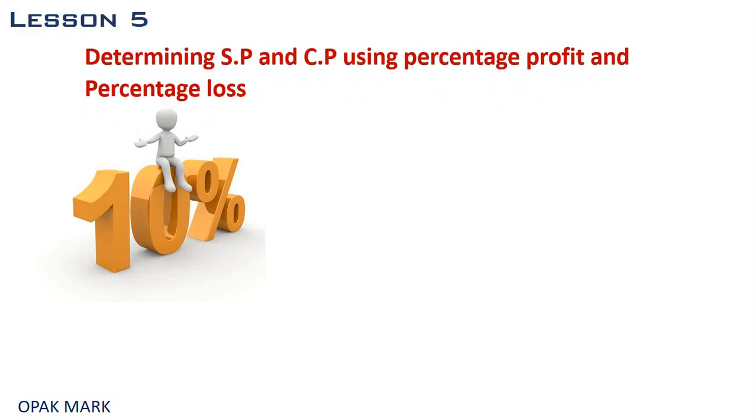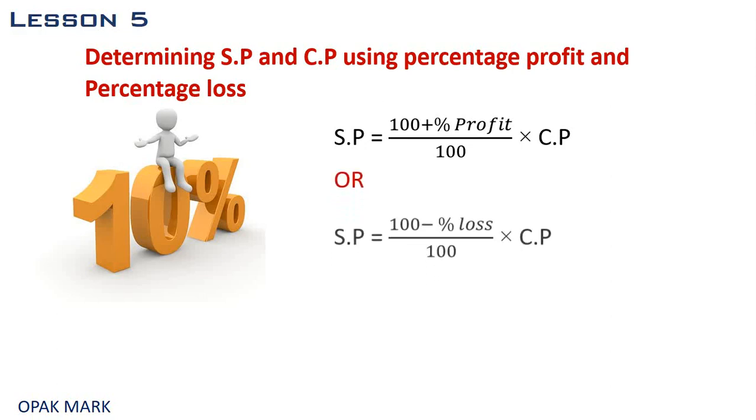First of all, we have the formula for the selling price, and that is selling price is equal to (100 plus percentage profit) over 100 times the cost price. Or you can also use this formula, that is the selling price is equal to (100 minus percentage loss) over 100 times the cost price. You'll notice that if it is profit, it is a plus, and when it is a loss, it is a minus.